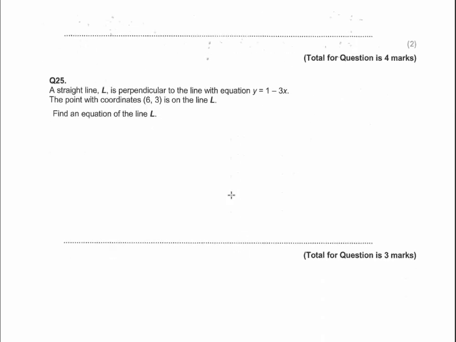Question 25. A straight line L is perpendicular to the line with equation y = 1 - 3x. The point with the coordinates (6, 3) is on the line. Find the equation. So the same kind of idea as question 21 once again. The gradient of this line is -3. So the gradient of the perpendicular line will be, well, you change the minus to a positive and you flip it upside down. So it will be a third. And the line has to pass through here. So when x is 6, y is 3.